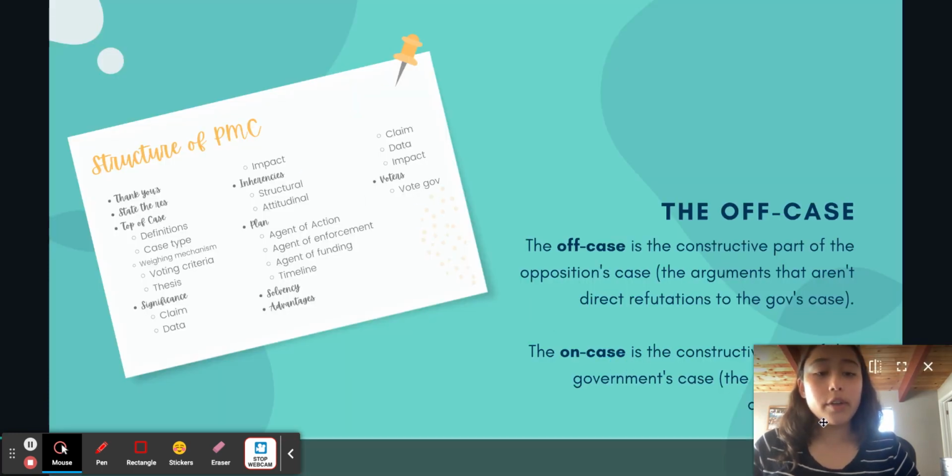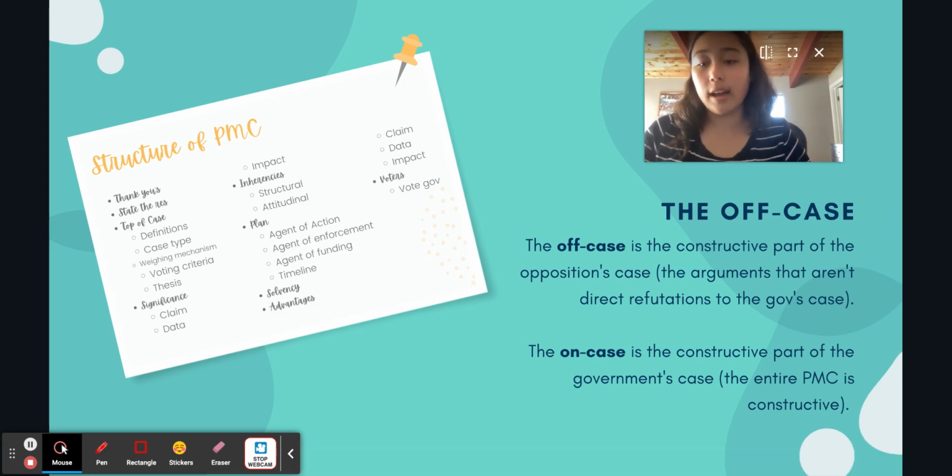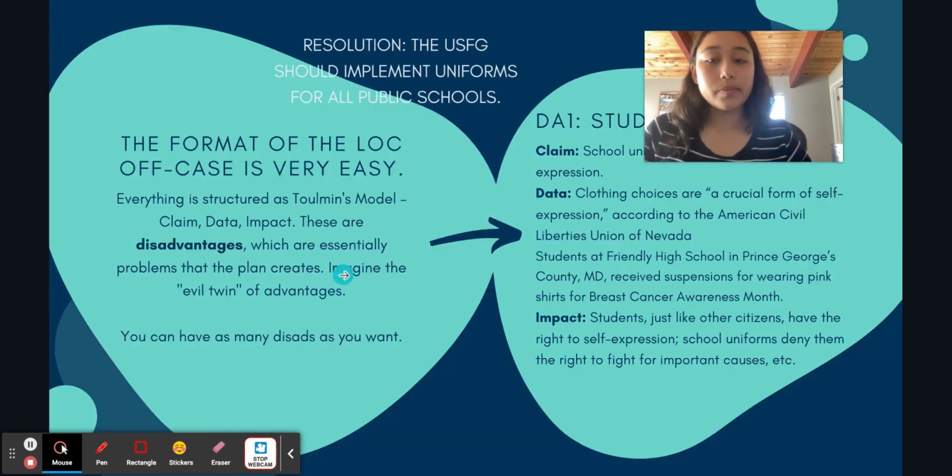The off case is the constructive part of the opposition's case, everything that's not a direct refutation to the gov's case. So this should be review. We've explained that it's the separate arguments that the op brings up as a separate reason to vote for itself, rather than explaining why the government team is wrong. Then the on case is just the constructive part of the gov's case. So the entire Prime Minister constructive for the policy round was constructive, since we have these reasons to vote gov and the reasons why it's meeting its burden.